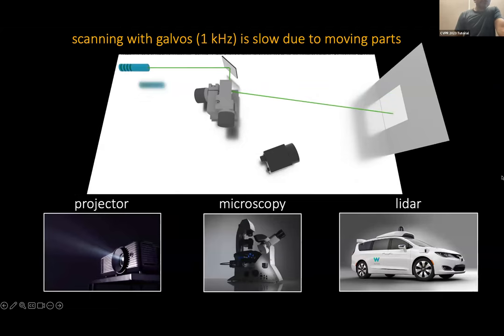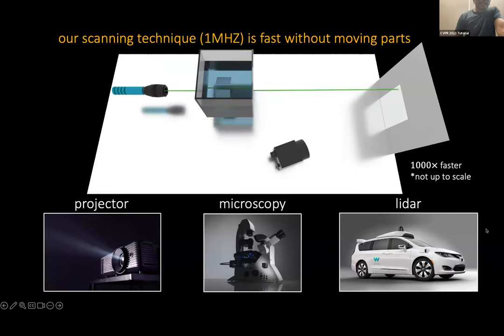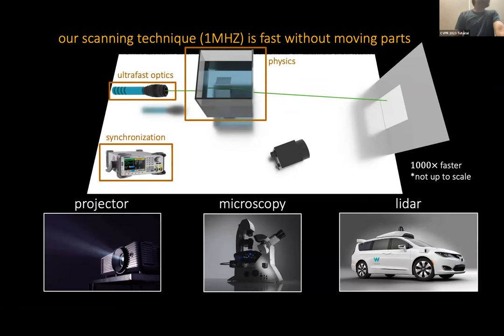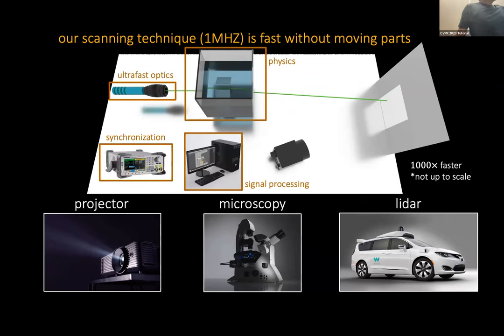We used Acousto-optics to make light scanning 1,000 times faster, and we achieved this by putting together the physics of how light and sound interact with matter, ultrafast optics, fast synchronization electronics, and signal processing techniques. And let's see how this technique works.